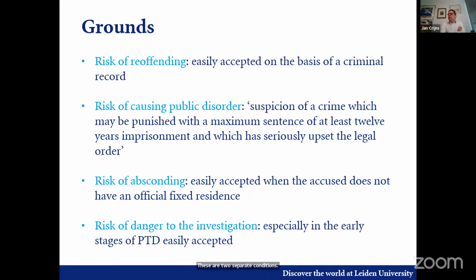Well, and then the risk of absconding, the risk that the suspect will flee, will go away, will hide himself, will go to another country. Well, in practice, we say, if the accused does not have an official fixed residence in the Netherlands, doesn't have a specific place where we can find him, then there's a risk of absconding. So it's not that we assess whether there is a certain risk that this suspect really will flee. No, we just say, if you have a fixed residence in the Netherlands, then there's not a risk of absconding, because then we can find you. Then the police can go to your home and say, you have to come to court.